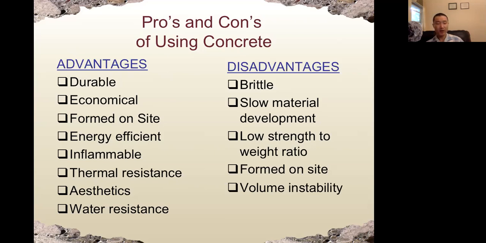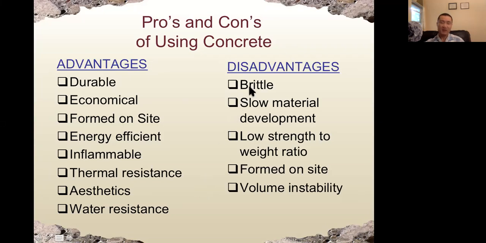Concrete is also a very energy efficient material. It has very low fabrication energy. The cost of concrete is also low, and concrete is noncombustible. It is very resistant to fire. Concrete also has very good thermal resistance, which also means we can save energy by using concrete. Concrete is also pretty water resistant. It is immune to corrosion, compared to steel.